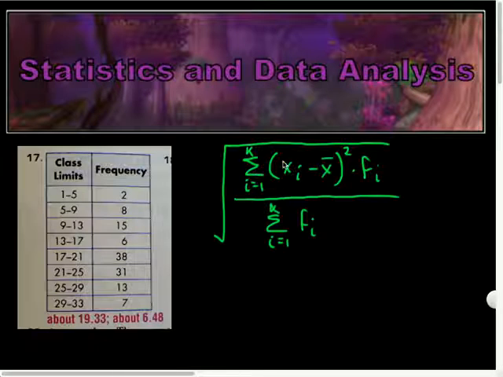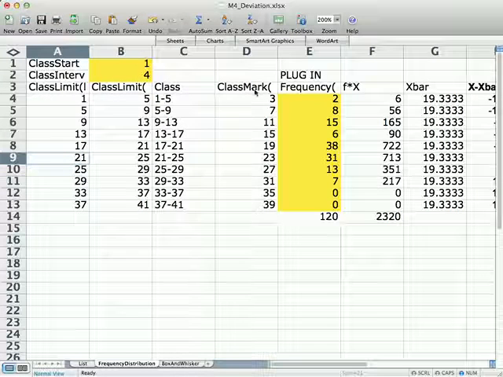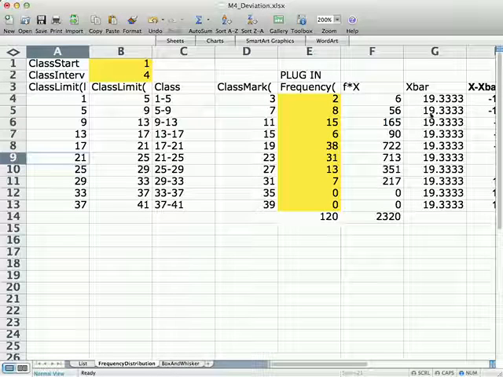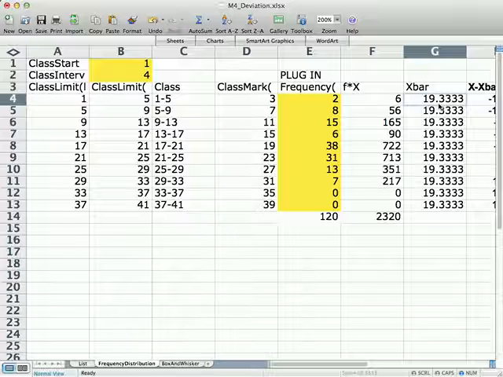And according to this formula, I'm going to want to take xi, which in this case is not representative of an individual data point, but it's representative of the class mark, right? So the class mark from 1 to 5 is 3, all right? And what I'm going to do is take the class mark 3 and subtract the mean, x bar, the mean, also an approximation, like I said, is 19.33.